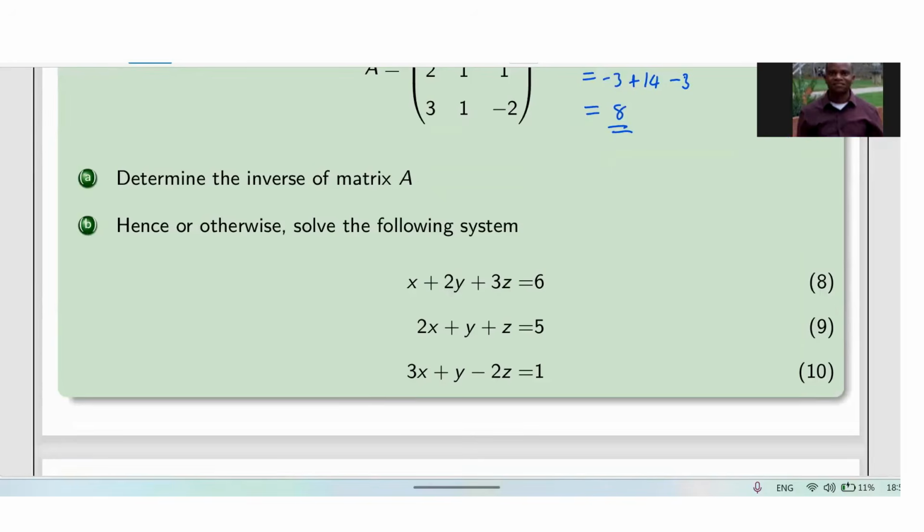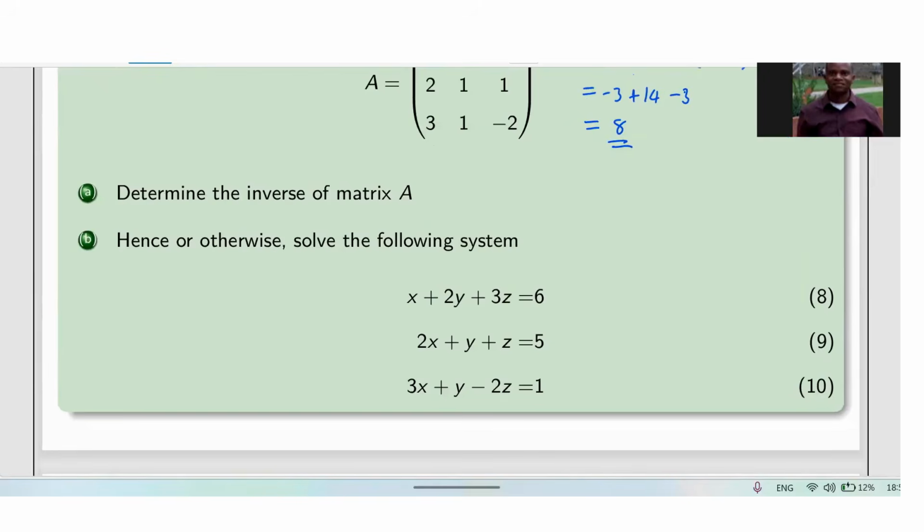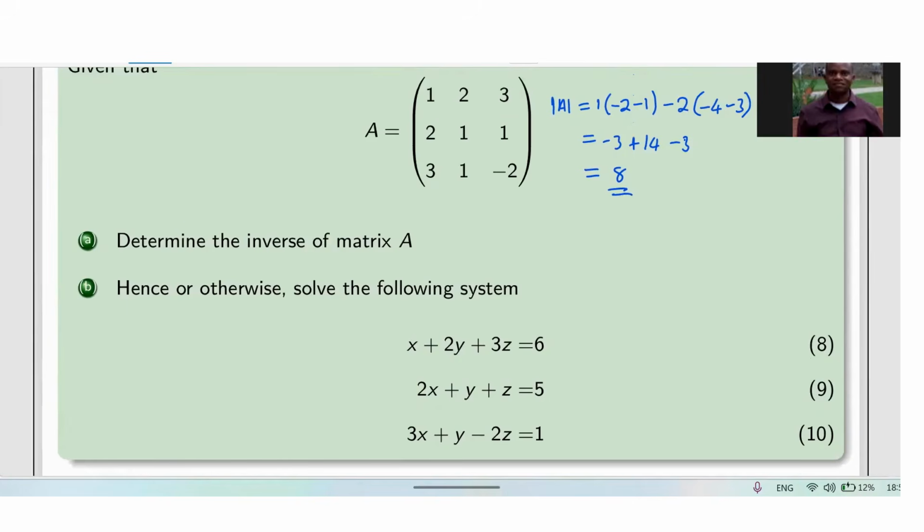So to find the matrix of the adjoint, let us find the cofactor. So let me use this space. So let us find the cofactor. You can go straight. By now you know how to find the cofactor. If you're not sure, please check the previous video. Let us find the cofactor of the matrix. We're going to call this C.